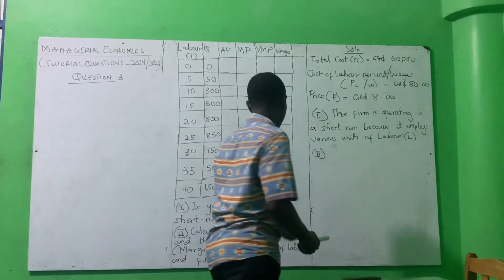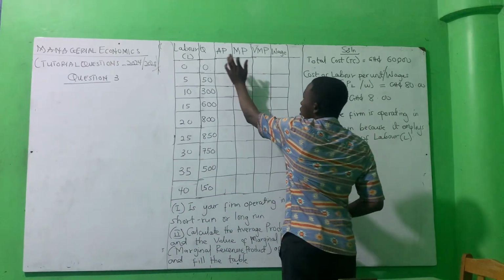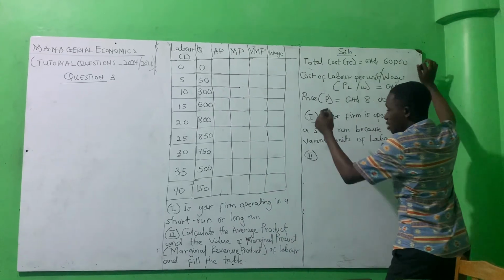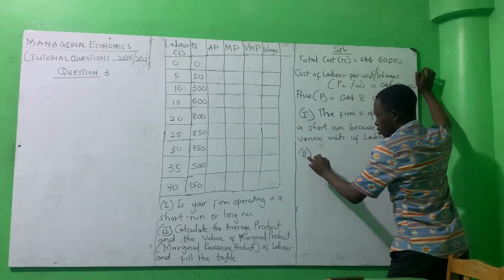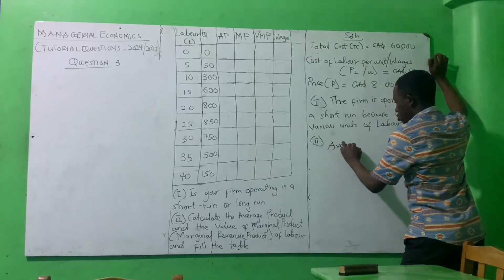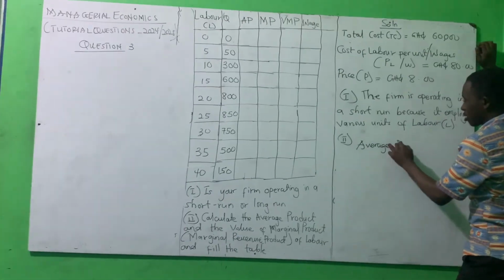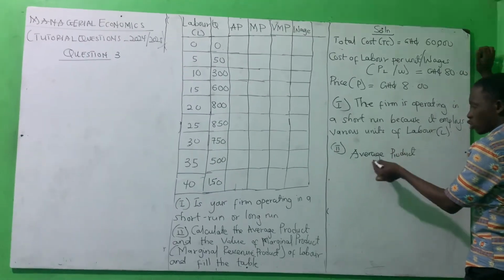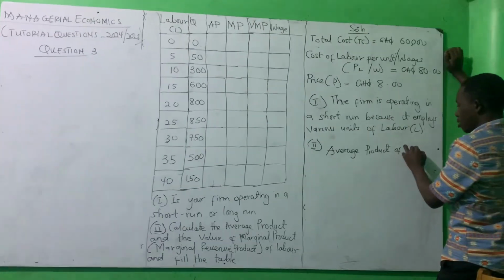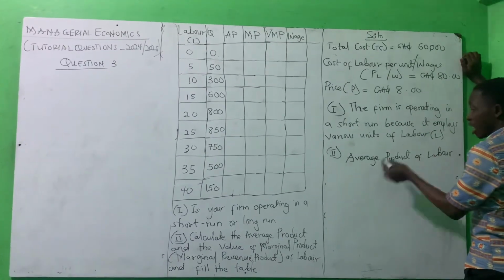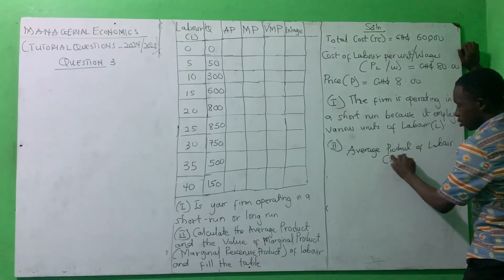So the exercise is saying that we are going to calculate AP, MP, and VMPL. I'm starting with AP first. The AP is average product. Since we are dealing with the short run, it's average product of labor, or you can still say average product. It's the same thing. So APL.